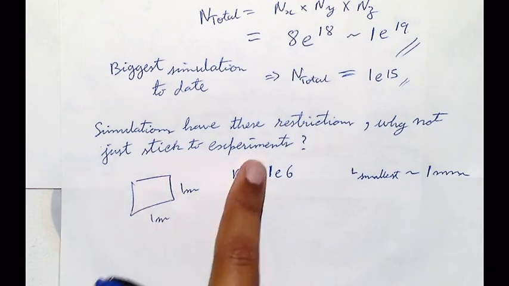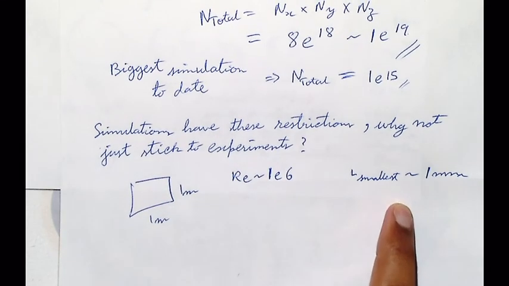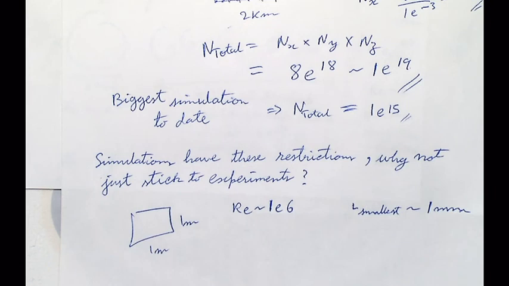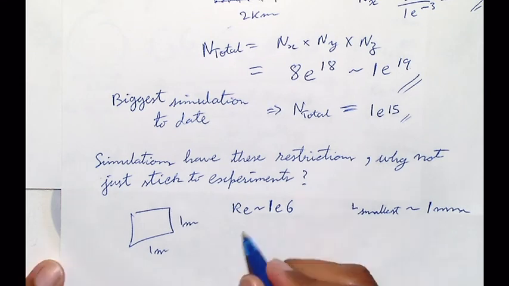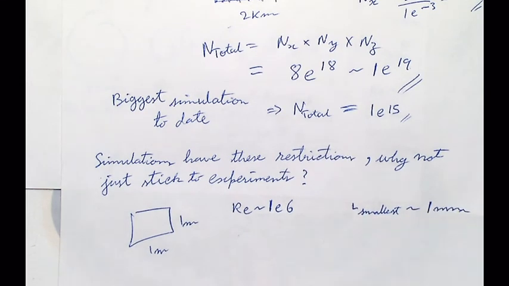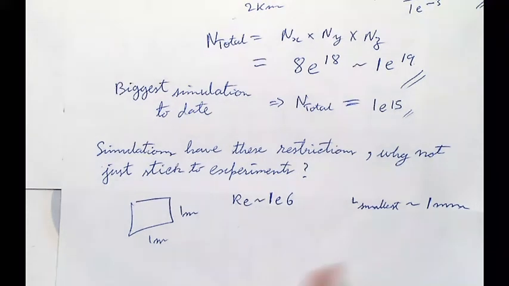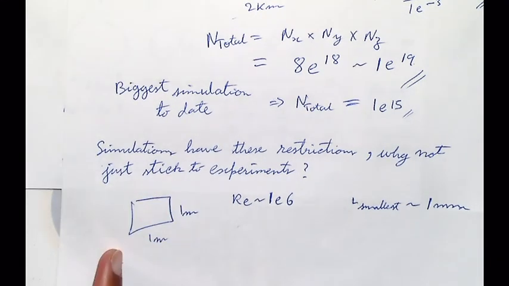So even with experiments, this issue of resolving the smallest length and time scales does not go away. The way you measure things in experiments is either you put in probes or you illuminate the field with a laser sheet, and then you can record the velocity. It's doable, but it's very, very expensive.